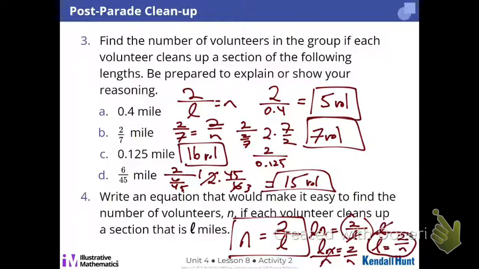I'm back to L equals 2 divided by N. That was what we looked at last time. So that's not the answer here. I'm just showing these have to be equivalent equations, and I can prove they're equivalent equations by doing the same thing to both sides.